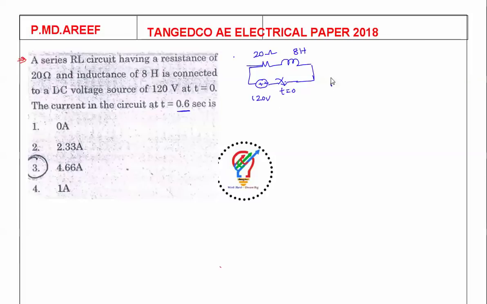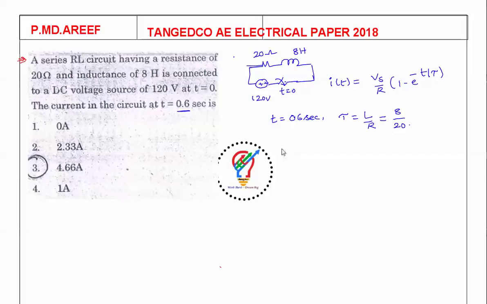So the formula for this current is I of t is equal to Vs by R into 1 minus e power minus t by tau. So let us calculate what is the t value. t is earlier specified in the given data as 0.6 seconds. Now the time constant tau is equal to L by R. What is the L inductance? L is 8 divided by R value is 20. Now we'll substitute this data in the equation.